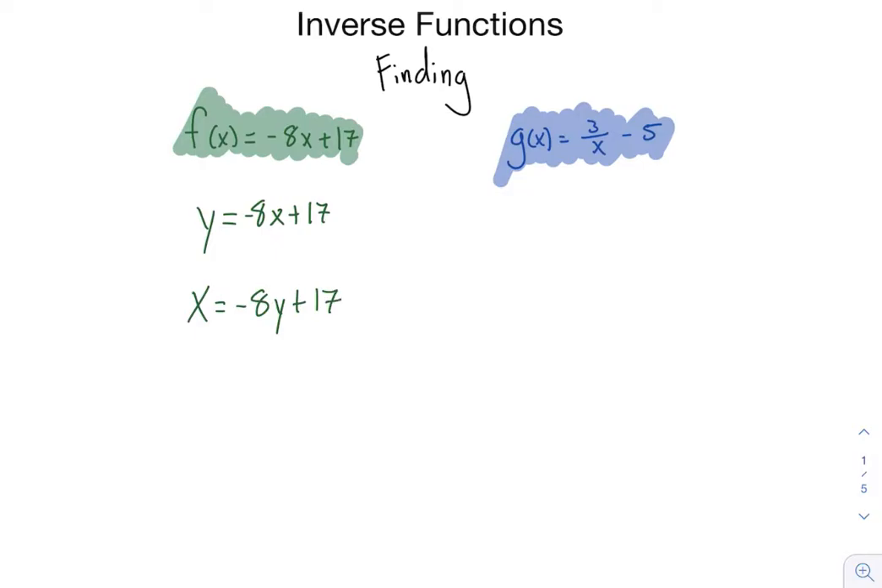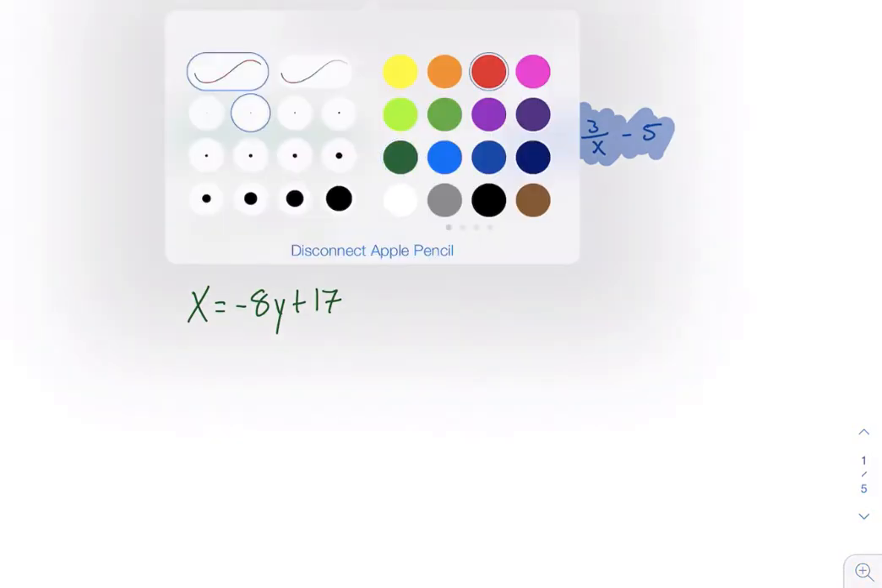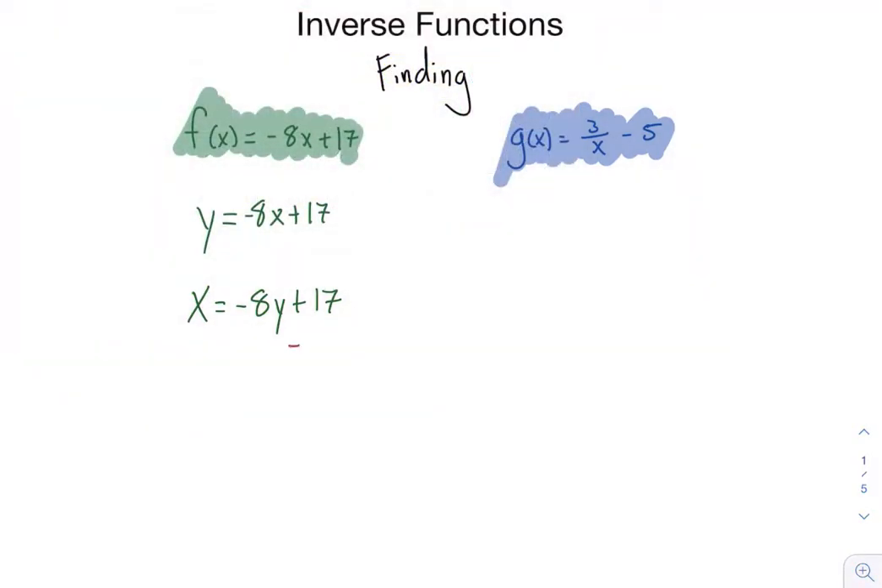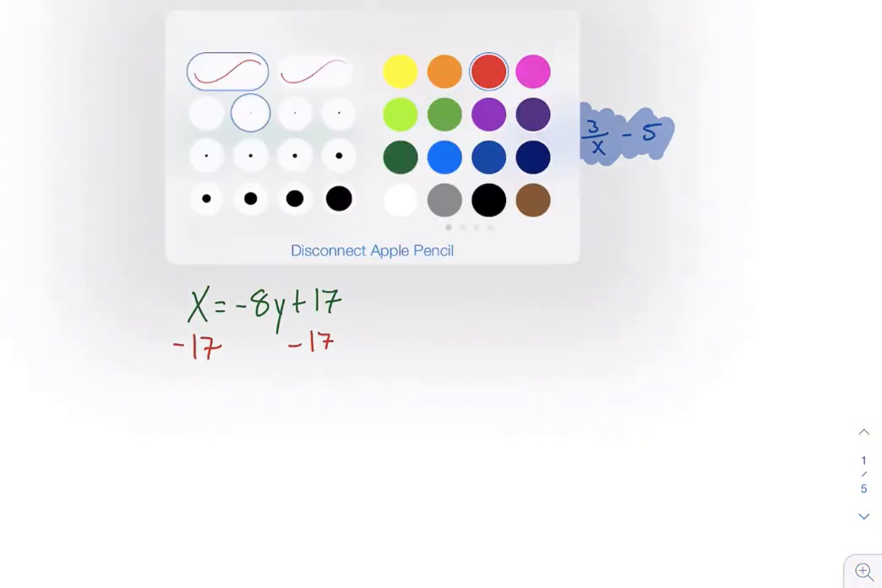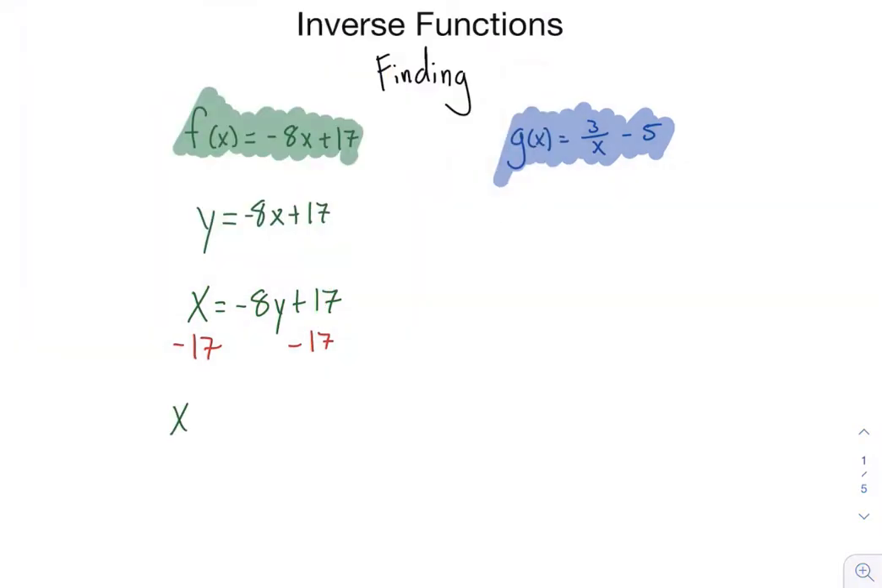And then what we want to do is solve for y. So I'm going to get y by itself. So I'm just going to do the opposite operation. So instead of adding 17, I'm going to subtract 17 on both sides. And that'll turn to 0 on the right and disappear. And then on the left, we're going to get x minus 17 equals negative 8y.